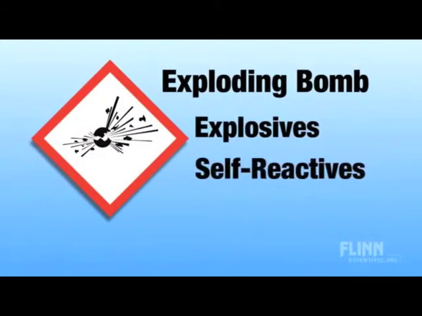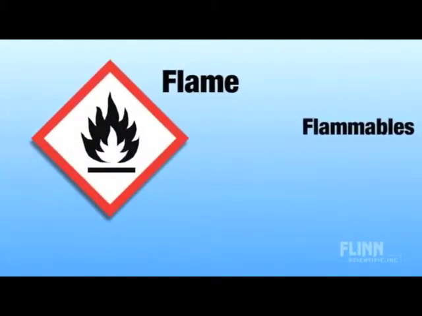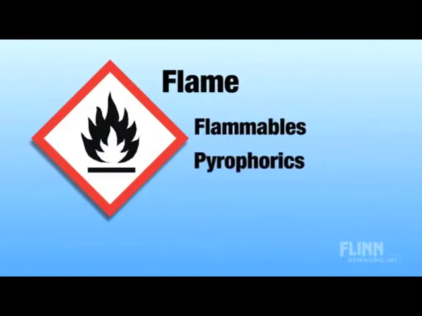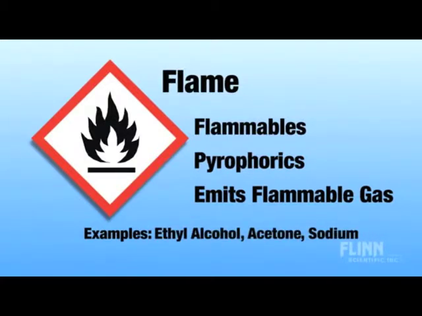An exploding bomb pictogram is used for explosives or self-reactive substances. You should not have any chemicals requiring this pictogram on your school science shelves. A flame pictogram is used for flammable or pyrophoric materials, or those that will generate a flammable gas upon reaction with water, for instance. Examples of flammable materials requiring this pictogram are any of the alcohols, ethyl and methyl isopropyl alcohol, etc., acetone, and also sodium and potassium metal.